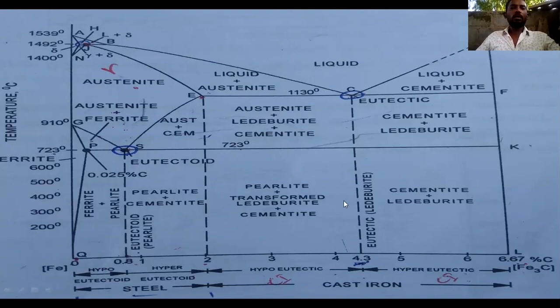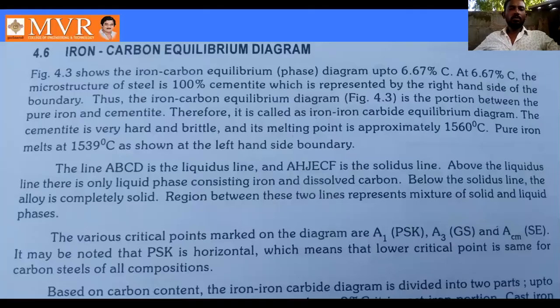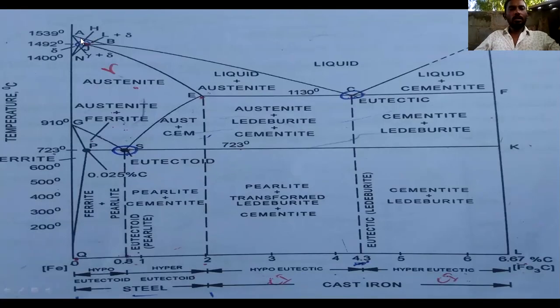So it is the general diagram. See here, the line ABCD. The line ABCD is the liquidus line. This line A B, this is B1. A B C D. This complete portion we can call the liquid line.